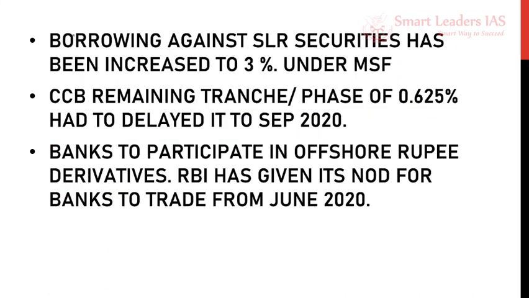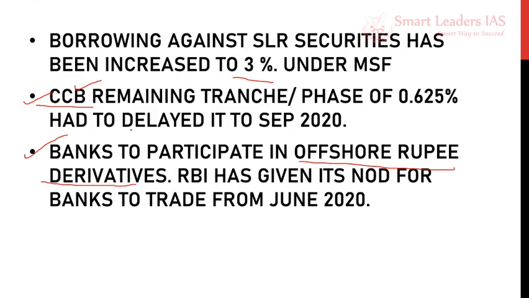As we saw, 7th Monetary Policy Committee, there were other main decisions taken by the RBI. First is in the nature of the increasing the SLR securities, eligible SLR securities that can be brought under the MSF to 3%. The second is the extension of CCB. And the third was related to the stability of Indian rupee against dollars. The exchange rate is stabilized under the government. Another move was taken by the RBI, and that was related to the offshore rupee derivative. So we are going to study in detail about the CCB as well as offshore rupee derivatives.